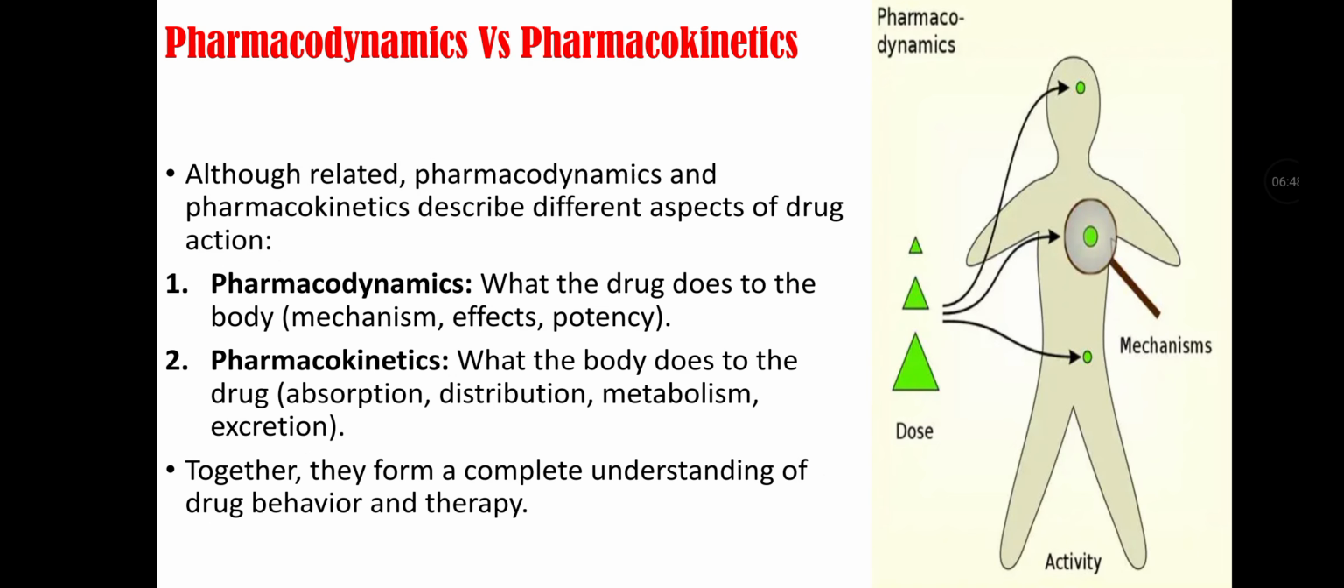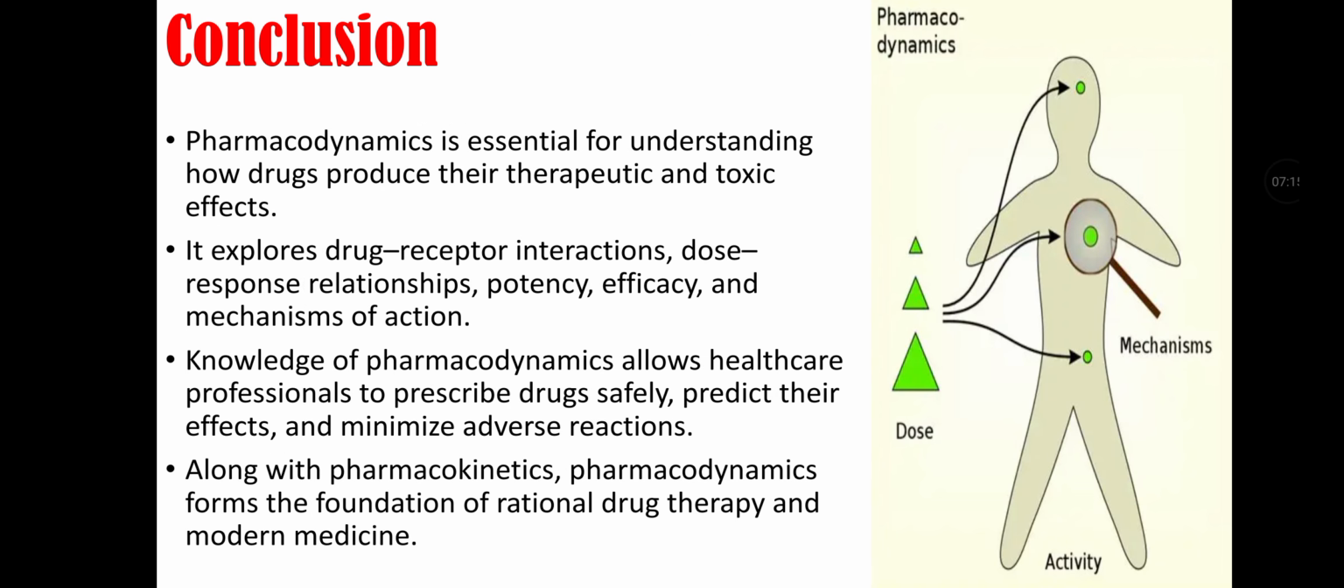Pharmacodynamics versus pharmacokinetics. Although related, pharmacodynamics and pharmacokinetics describe different aspects of drug action. Pharmacodynamics is what the drug does to the body, and includes mechanism, effects, and potency. Then there is pharmacokinetics, which is what the body does to the drug, for example absorption, distribution, metabolism, and elimination. Together they form a complete understanding of drug behavior and therapy.